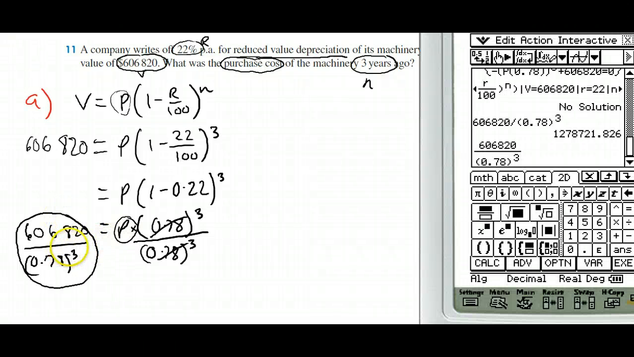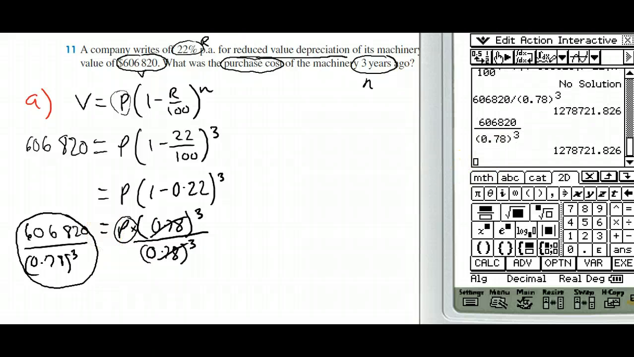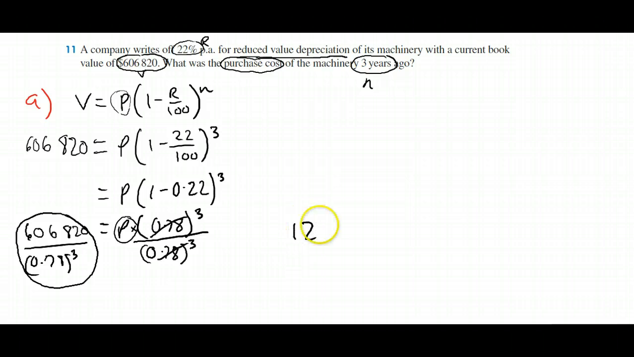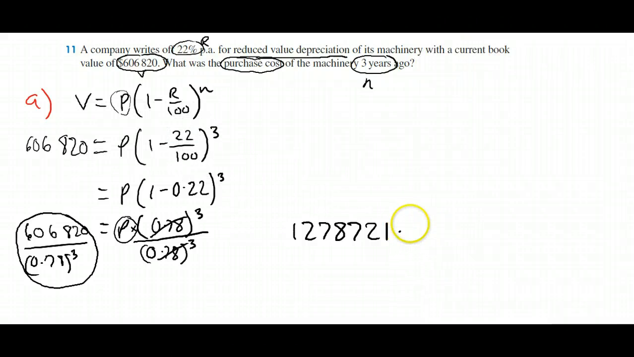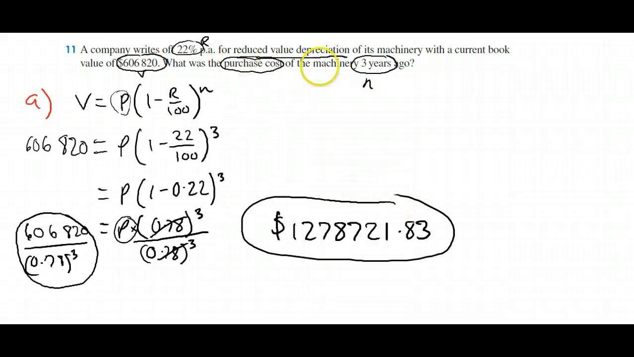And if we put this expression into the calculator, then let's see what we get. We get 127.8721.8283. Okay, so this was the original purchase price of the machinery.